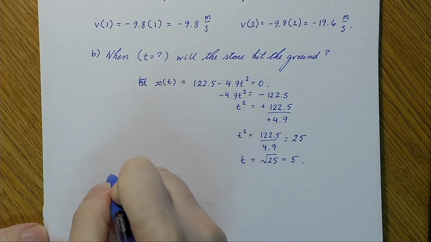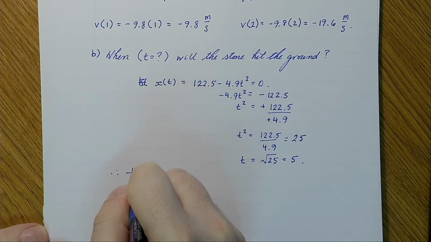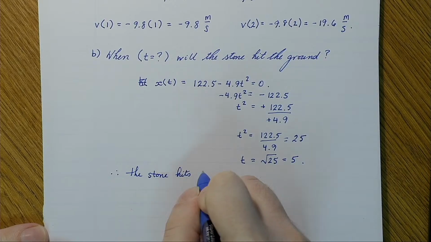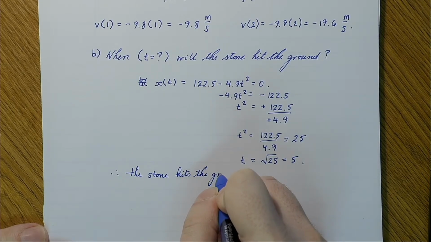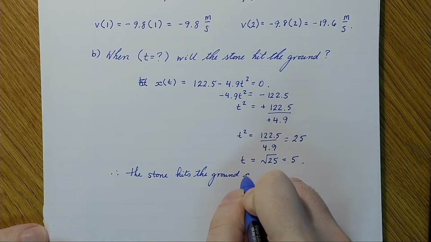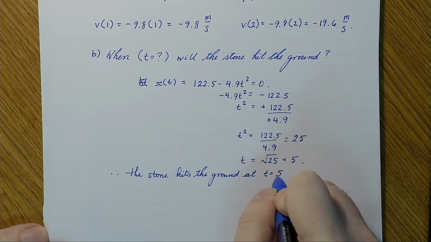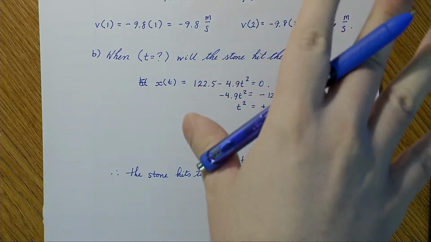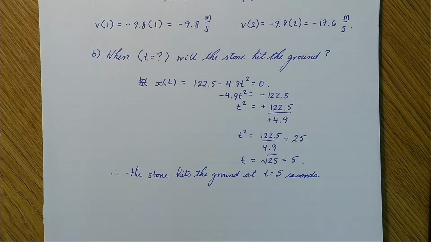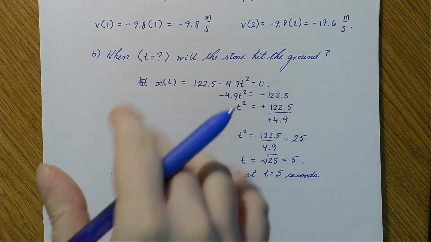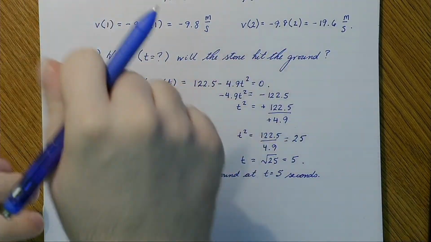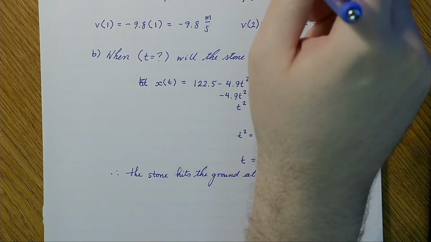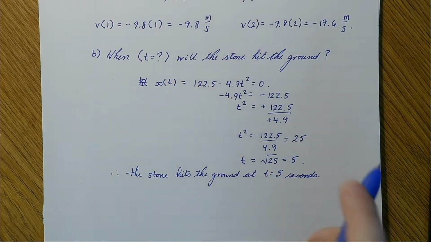So therefore, the stone hits the ground at t equals 5 seconds. So you just drop it. And again, we're not introducing any, we're not throwing it down into the ground. We're just dropping it. And so it's just accelerating due to gravity.